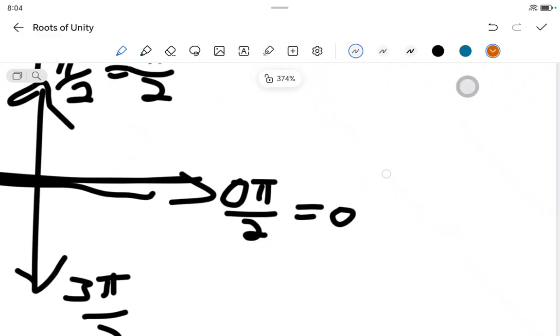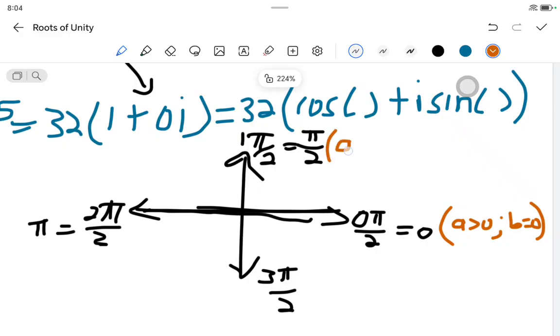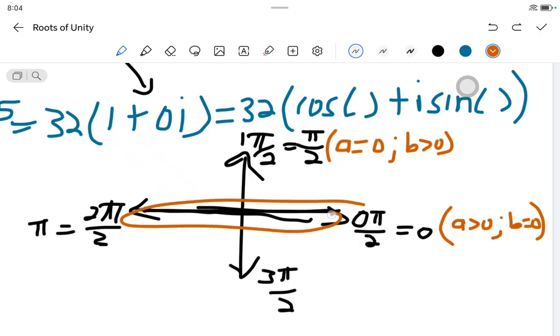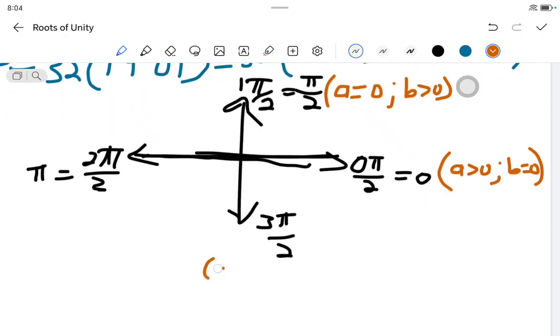this is where A is greater than 0 and B is equal to 0. You see, here it's where A is greater than 0. No, A is equal to 0 here, and B is greater than 0. So A is for our real axis. Remember, this is the real axis. This is the imaginary axis. So here we're going to have A equal to 0, because this is the imaginary axis, so the real part there is 0, and B is less than 0. Here it's where A is less than 0 and B is equal to 0.